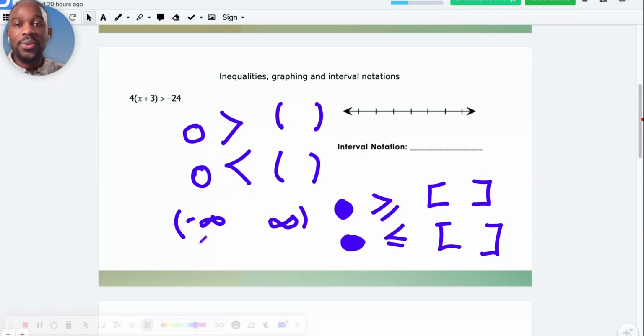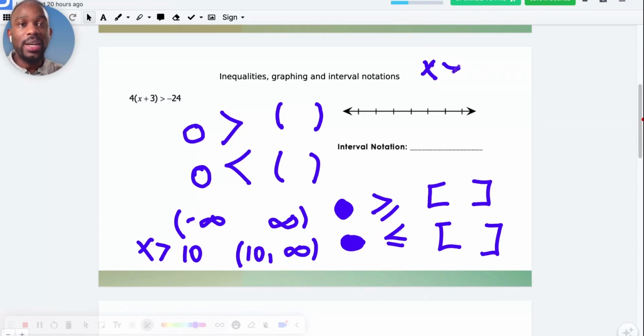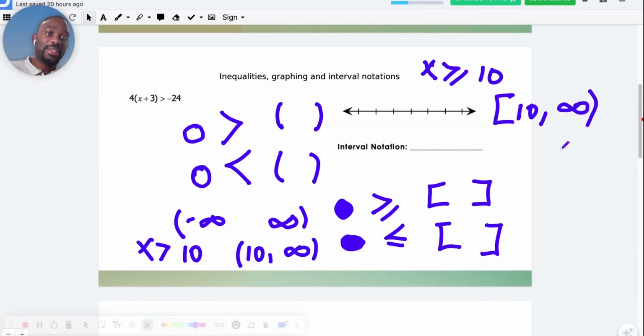So for example, if you have x is greater than, let's say, 10, and you want to write the interval notation, you write 10 up to infinity, with parentheses. What if they tell you x is greater or equal to 10, meaning anything greater, but it can also be equal to 10? You will write it with a square bracket, 10 up to infinity, and use a parenthesis because this is infinity.